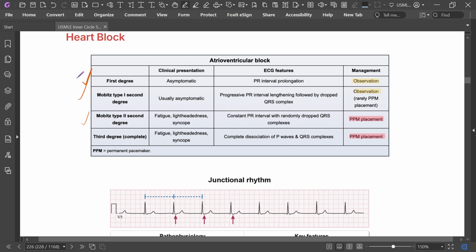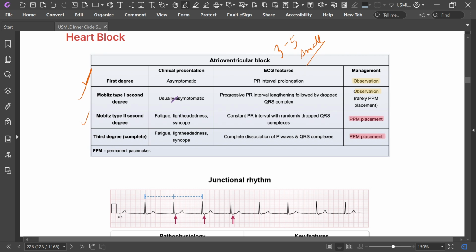First degree is PR prolonged. The normal PR interval is 3 to 5 small squares. If it is more than 5 small squares, it is considered PR prolonged and equal. In first degree heart block, it is asymptomatic, so you don't need to do anything, just observe.